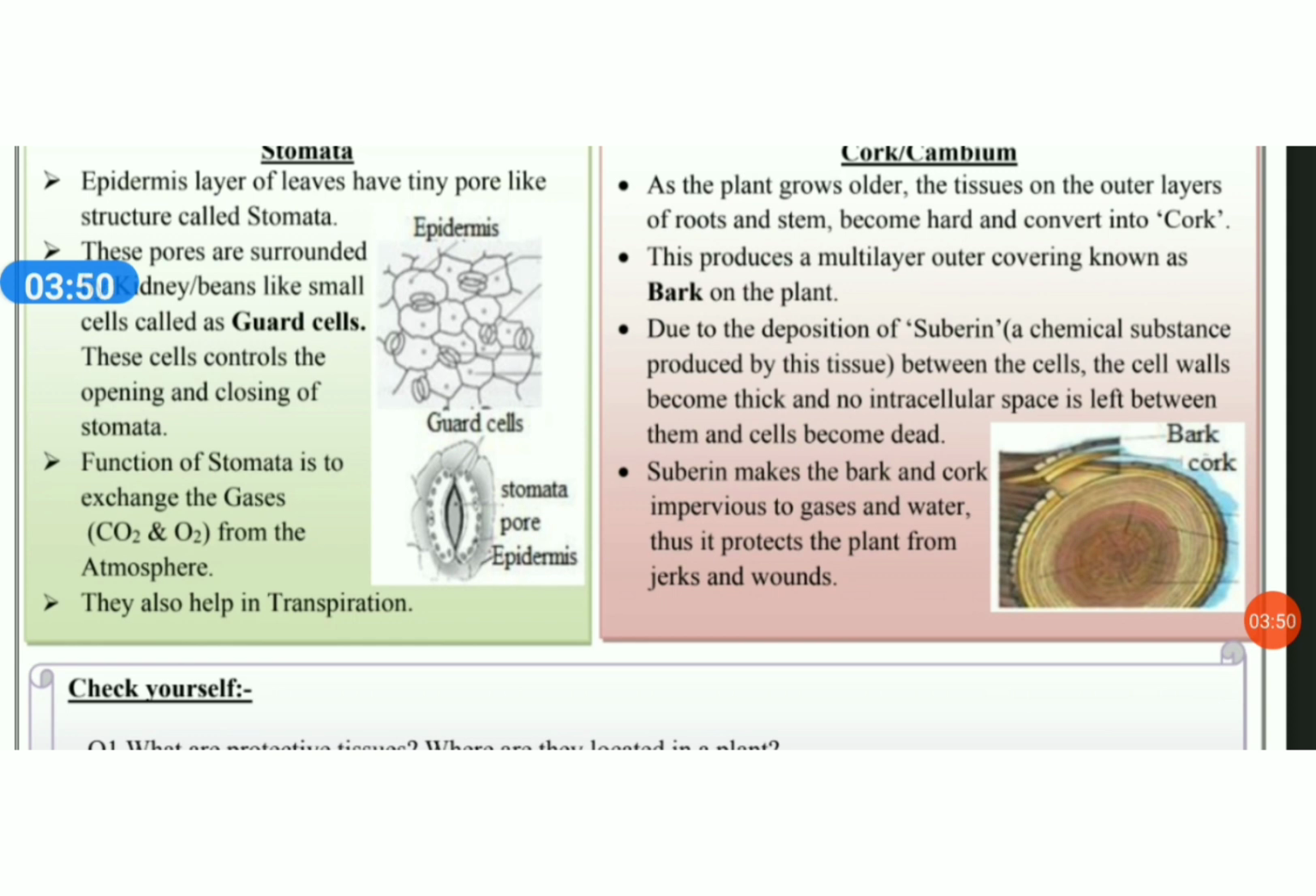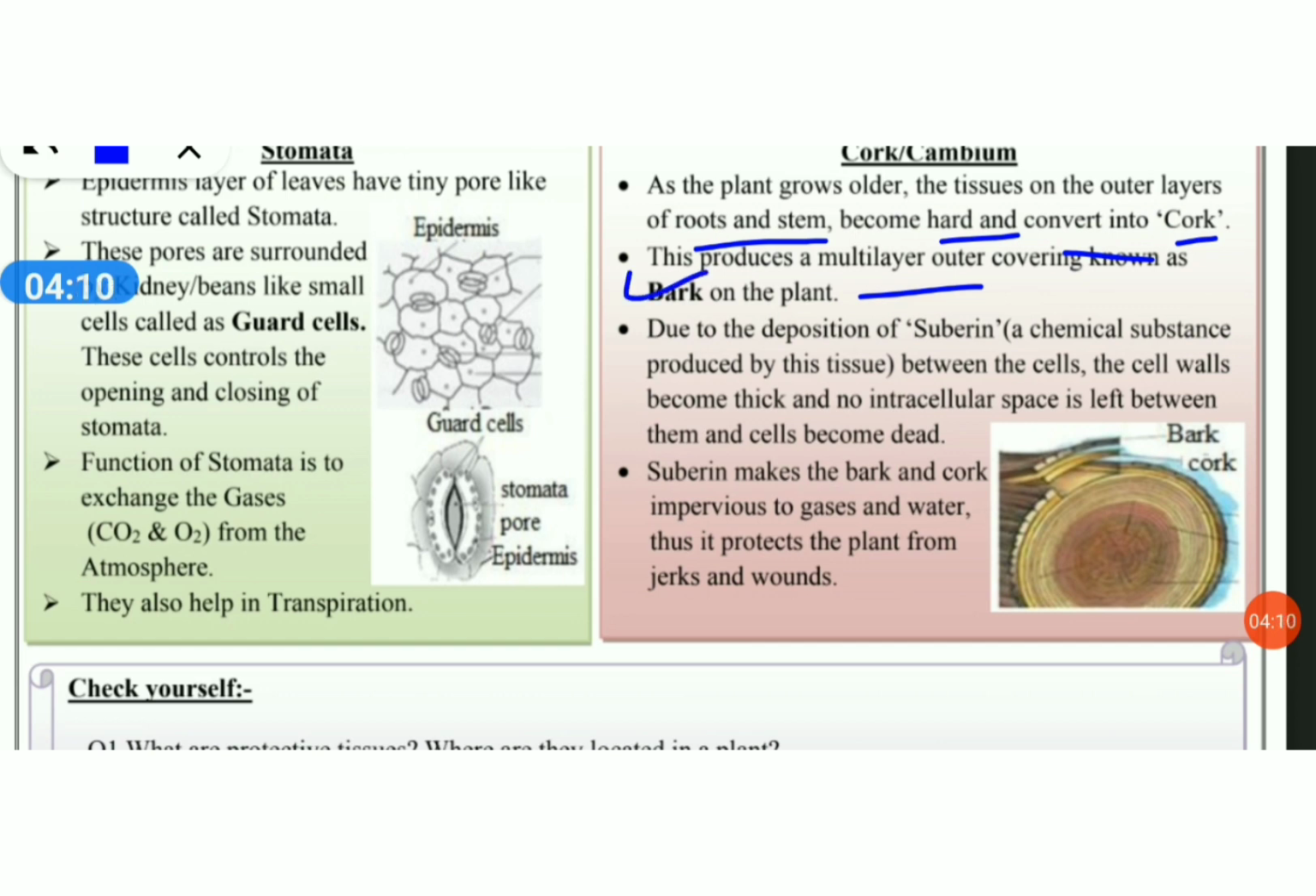Now as the plant grows older, what happens to the tissues of the outer layer? These tissues of the outer layer of roots and stems become hard and get converted into cork. This produces a multi-layer outer covering which is known as bark.